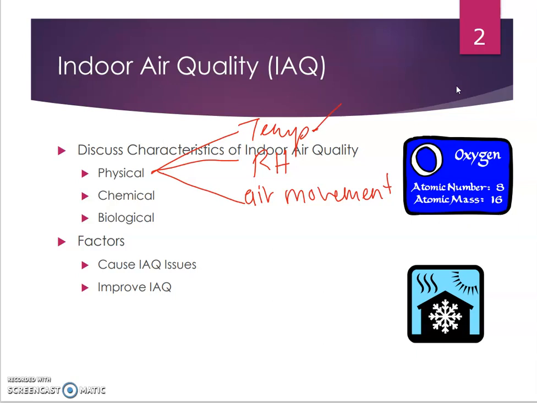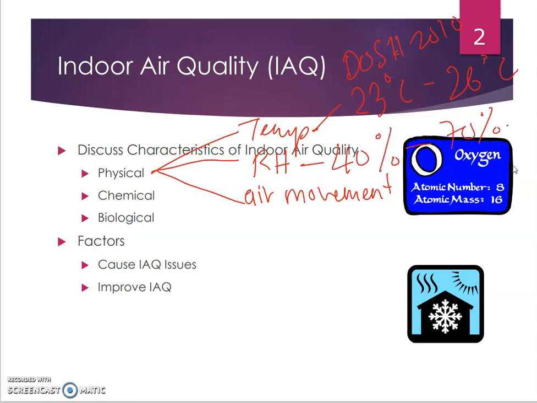To make sure we feel comfortable, the acceptable limit by DOSH 2010, Department of Occupational Safety and Health Malaysia, for temperature, the acceptable range is between 23 degrees Celsius to 26 degrees Celsius. So more than that, you will feel not comfortable, and less than 23, you will feel not comfortable.